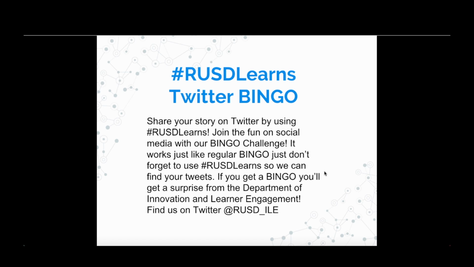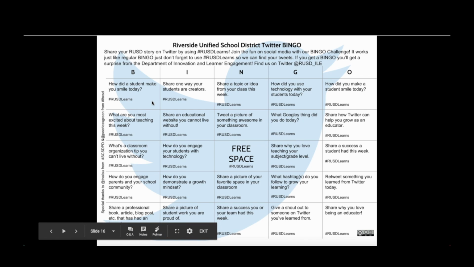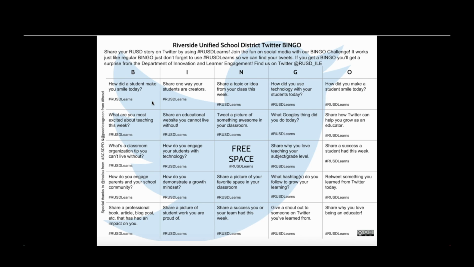So what we're doing now in RUSD is we're going to do the hashtag RUSD Learns Twitter bingo. So the way this is going to work is there's the bingo board. Just like any traditional bingo, you're going to make a line that crosses all the letters of bingo. So if I want it to be super easy, I can maybe do the diagonal from here to here, which means on 5 separate days, or 5 separate tweets on 5 separate days, my first tweet, I'll do B, and I'll tweet, how did a student make me smile today? And I'll make sure to include the hashtag RUSD Learns. If I don't include the hashtag, I'm not going to be able to participate.